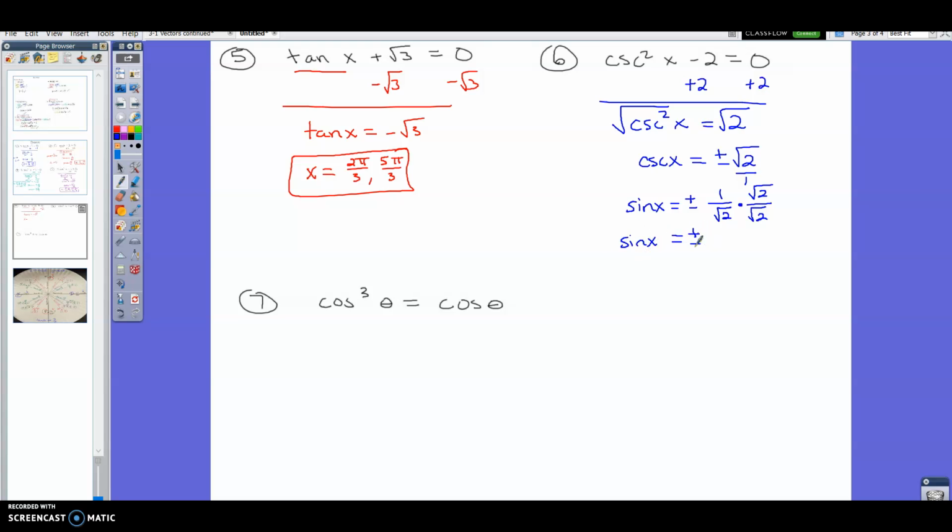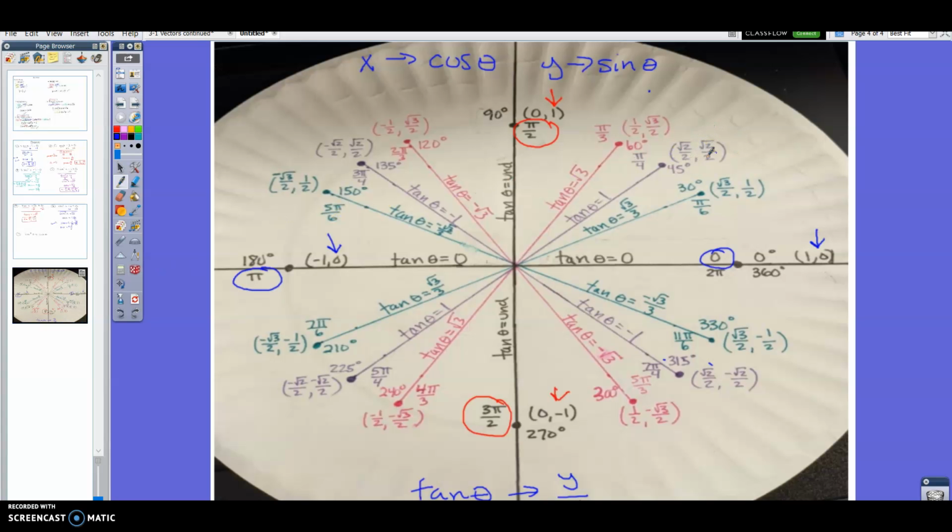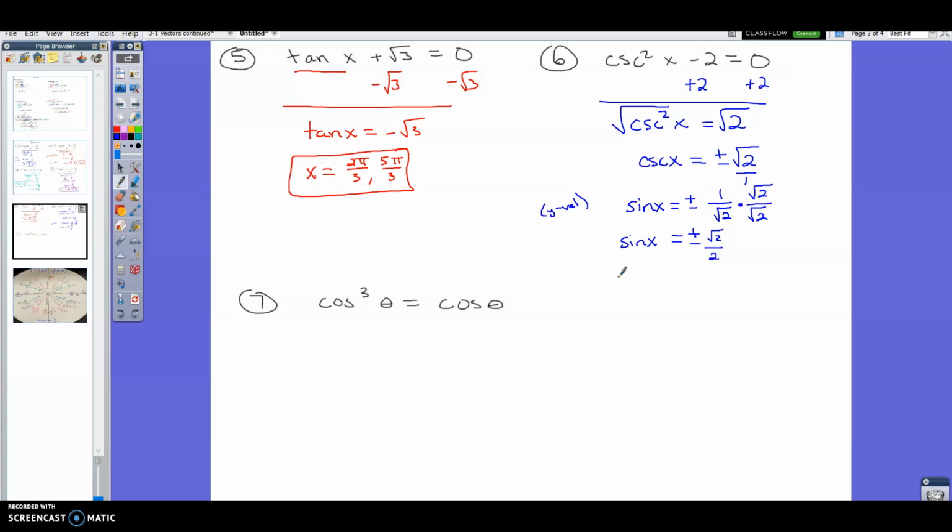So we didn't do anything to this side. Keep the plus and minus. So 1 times the square root of 2 is square root of 2. Square root of 2 times square root of 2 is 2. So we're looking for sine. We're looking at the y value. So where do we have y values equal to positive or negative square root of 2 over 2? So that happens here at 45 degrees or pi over 4, here at 3 pi over 4. Here's the negative at 5 pi over 4, and here's the other negative at 7 pi over 4. So those are our 4 answers.